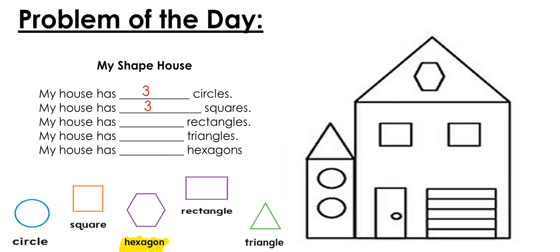How many rectangles? Let's count them. 1, 2, 3, 4, 5, 6, 7. Do you see any more? Let's see, is it 7? Yes, it is 7. How many triangles do you see? I see 1 and 2. 2 triangles. And how many hexagons? Only 1 up here. If you see any other shapes that I didn't see, let me know in your portfolio. Or you can send me a private message also.